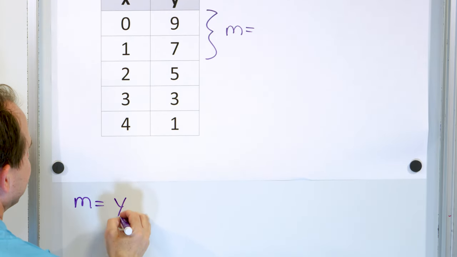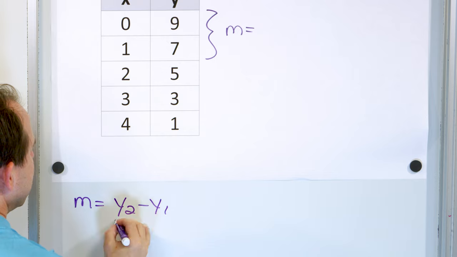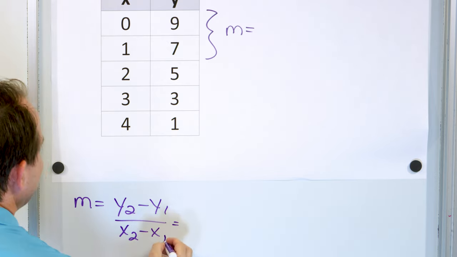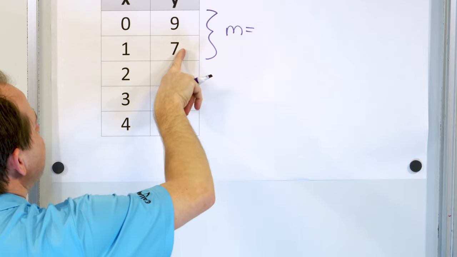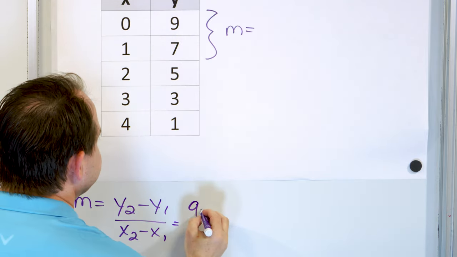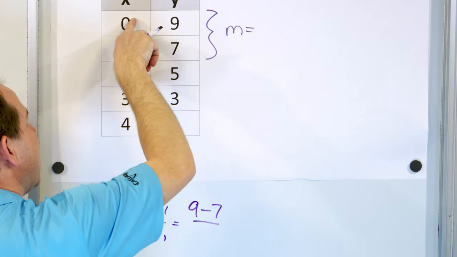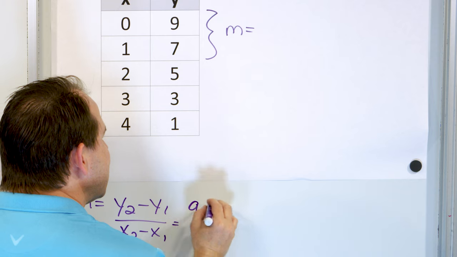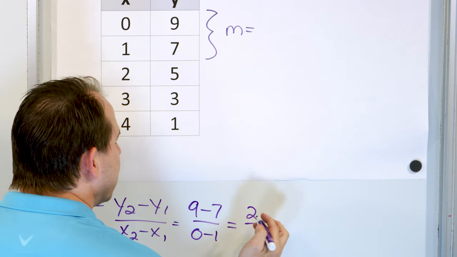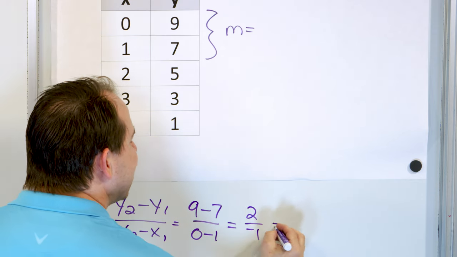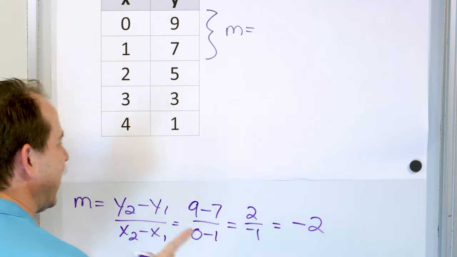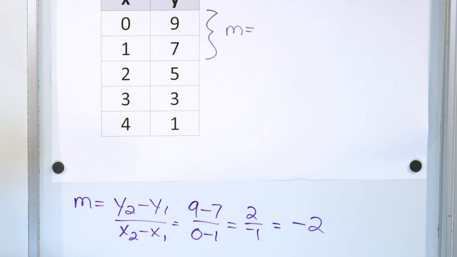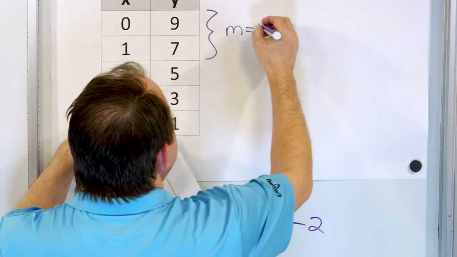So slope is going to be, of course, y2 minus y1 over x2 minus x1. We can subtract in any direction I wish. I'm going to go 9 minus 7, subtract the y values. But I have to go the same direction. I have to go 0 minus 1 on the bottom for the x values. 9 minus 7 is 2, and 0 minus 1 is negative 1. And when I divide this, I get negative 2, which is exactly what I thought. I thought I would get a negative slope. In fact, I do have a negative slope. And so the slope here is negative 2.